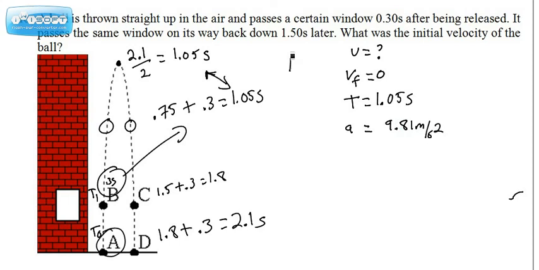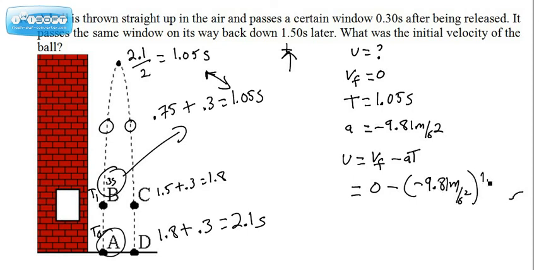I am going to say that up is positive. What does that mean? My acceleration is downward. What equation are we going to use? Let's not overcomplicate it. We are going to use U equals VF minus AT. Plug in my values: 0 minus negative 9.81 meters per second squared times 1.05 seconds. My initial velocity then is 10.3 meters per second.